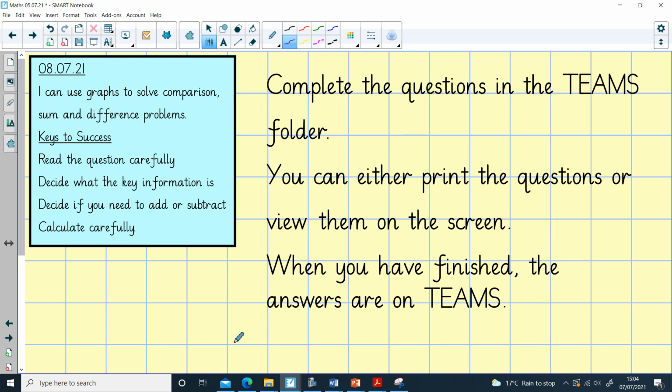Okay, what I'd like you to do today is complete the questions that I've uploaded into the Teams folder. I've decided to do them on paper today because we've had a few issues with maths.co.uk. So you can either print out the questions and complete them on the paper, or you can look at them on the screen and then just jot down the answers on some paper you've got at home. When you have finished, the answers are also uploaded into Teams. They're on 2 separate documents.